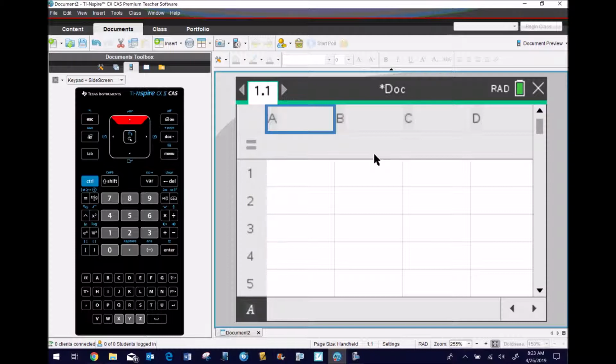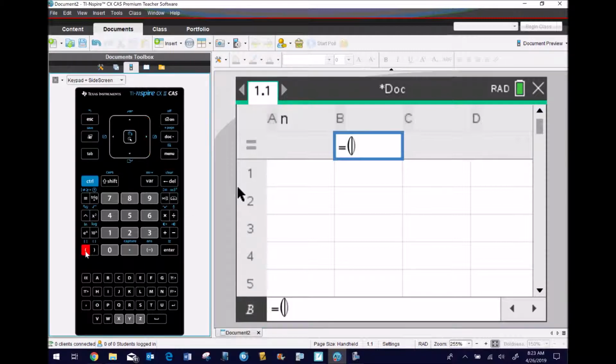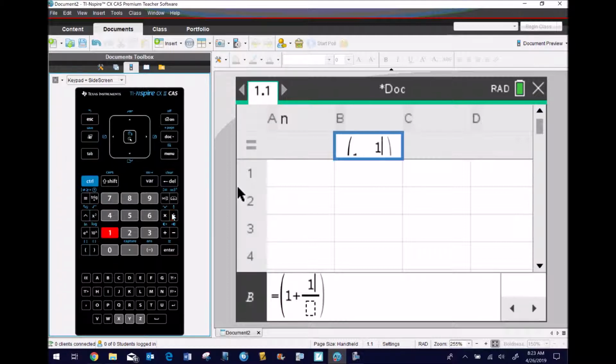To get things started, I'm going to let the A column represent my independent variable n. I'm going to put that in the very top row where I can name variables. For the second column, I'm going to use the second row because this is a formula. The formula is 1 plus a fraction, 1 divided by n.